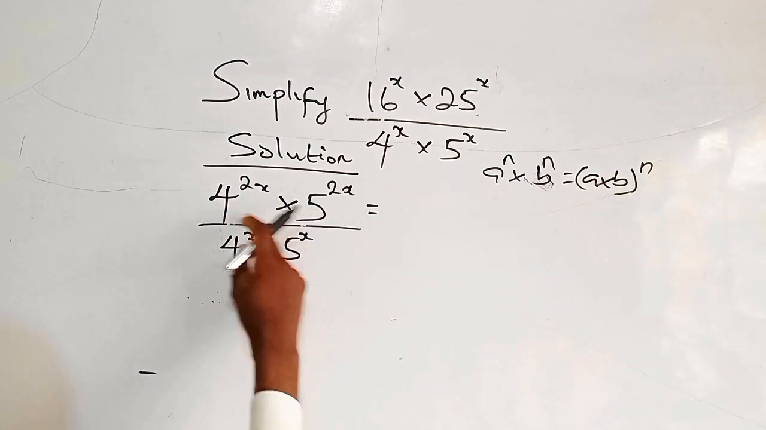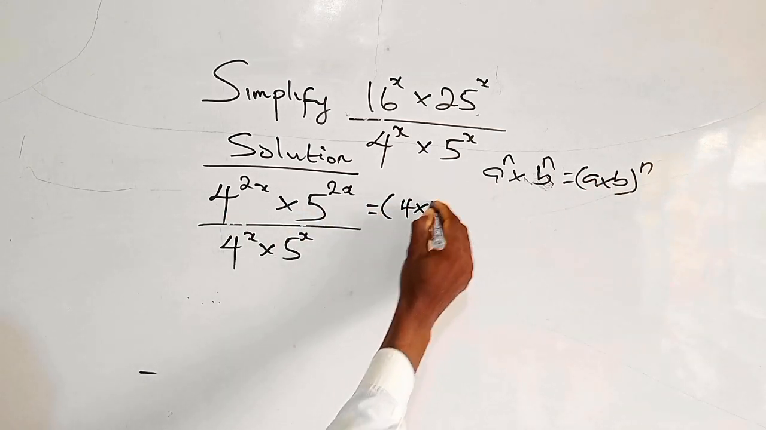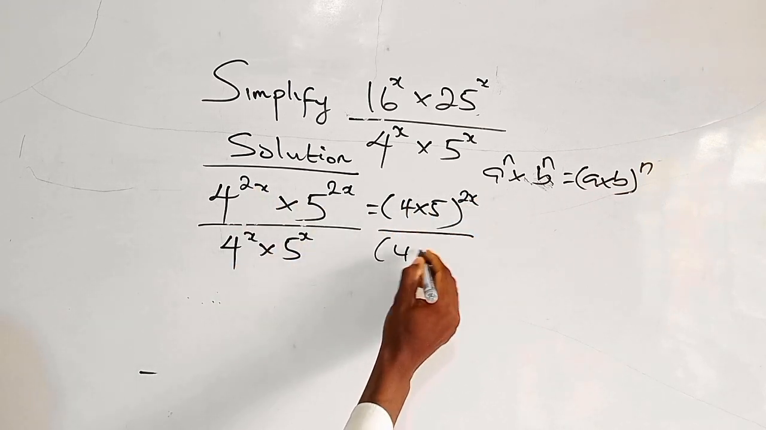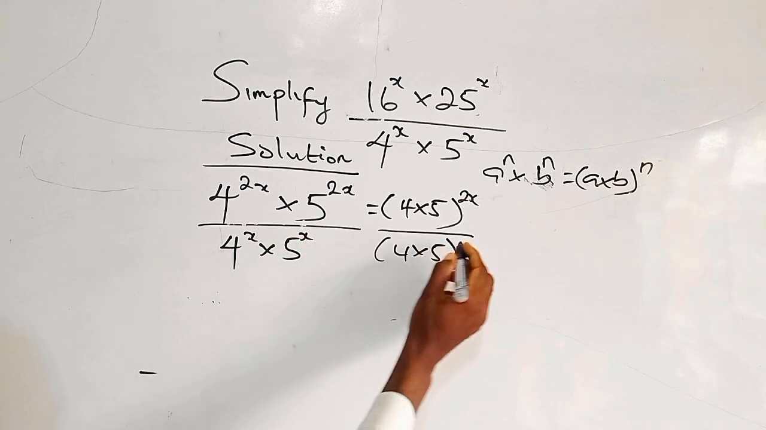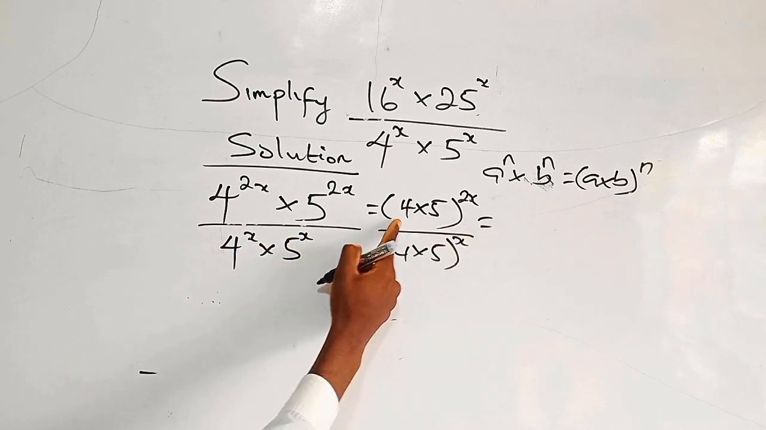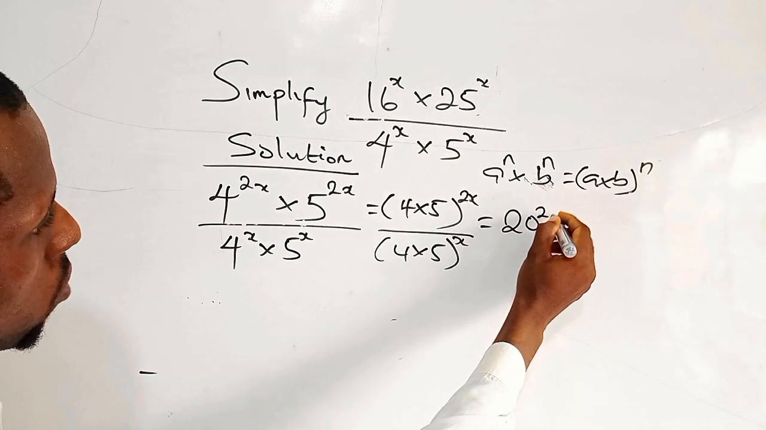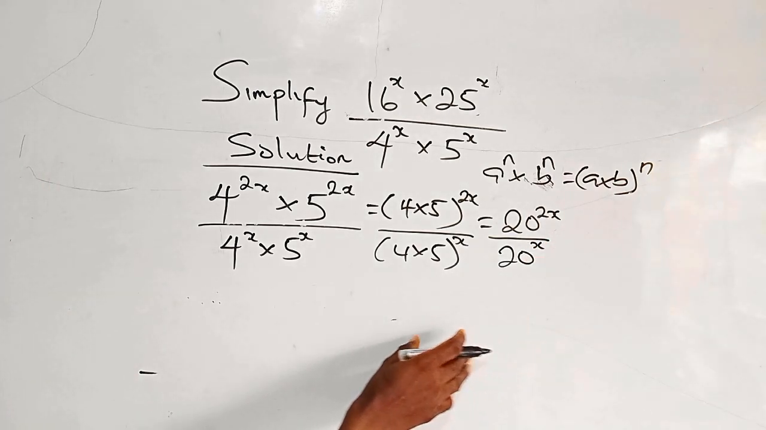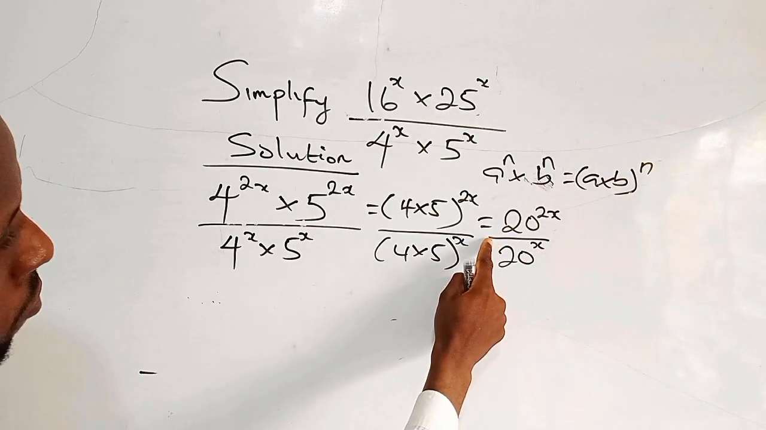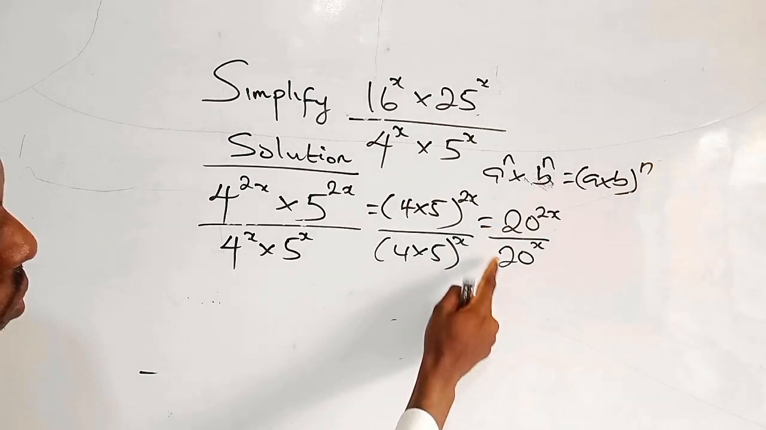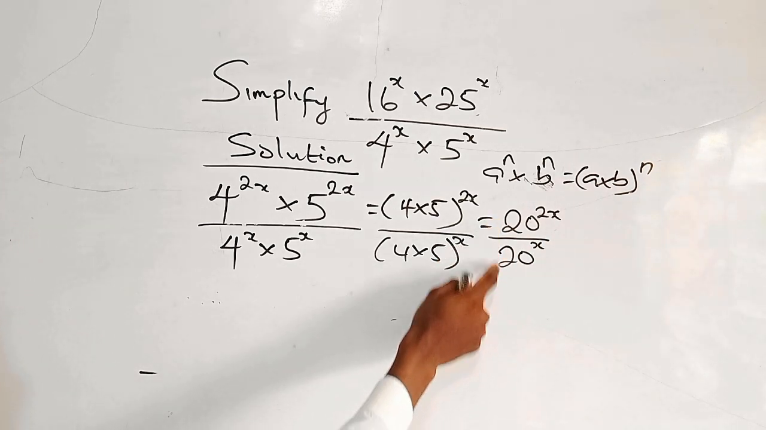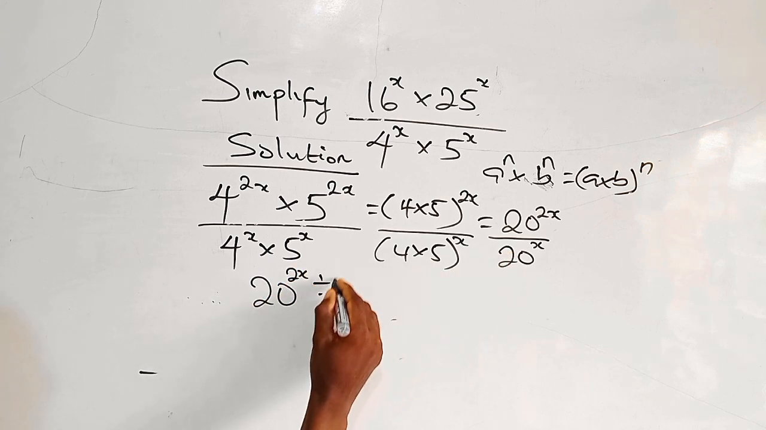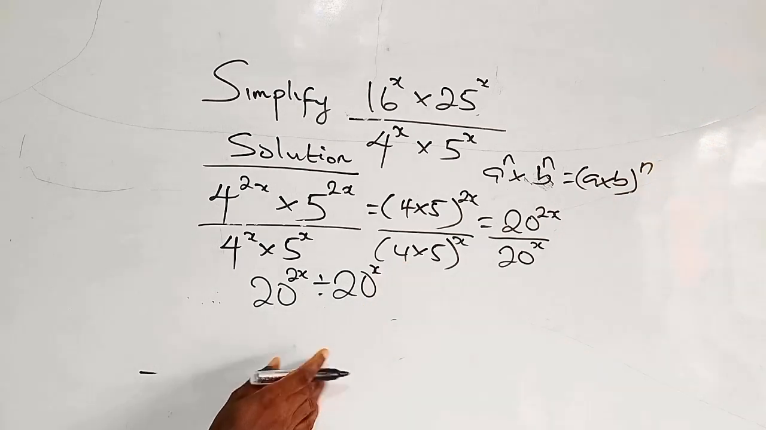So here, if I apply this, I have 4 times 5, which is 20, raised to power 2x, divided by, since they have the same exponent, 4 times 5, so 20 raised to power x. When I simplify further, my division connects the numerator and denominator, which is the same as saying 20 raised to power 2x divided by 20 raised to power x.